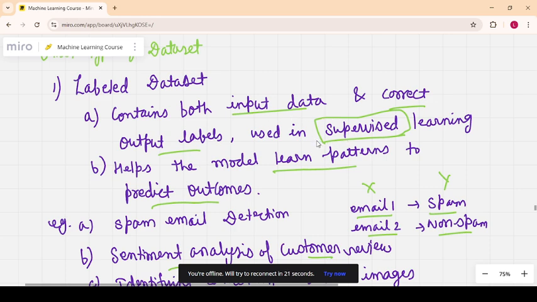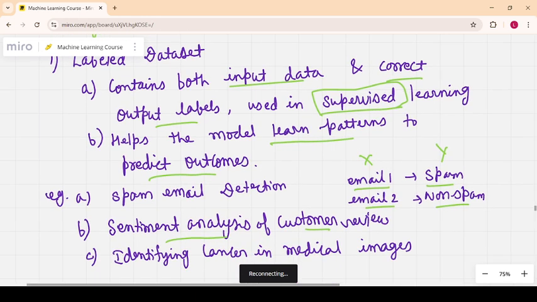In a previous lecture. If you have not seen it, please watch the supervised machine learning lecture, which is a very impressive lecture. You will get more intuition about what supervised machine learning is. I give a lot of examples. So in a labeled data set, we have an input-output pair, which is generally used in supervised machine learning, where we have two major tasks: regression or classification. And it helps the model learn the patterns to predict the outcomes.